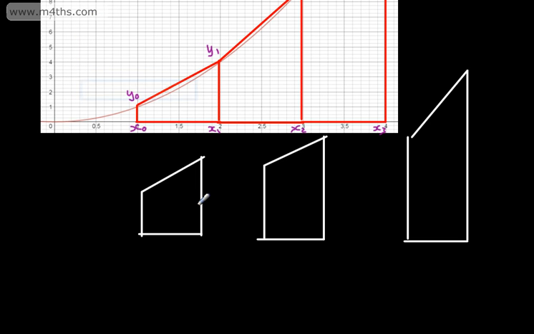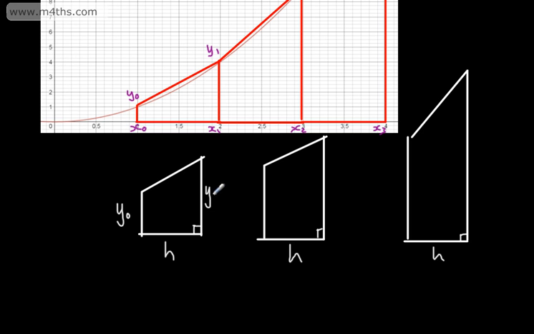What we've got here, this is h, and this is h, and this is h, and that is the right angle just here. This length here is y0. Now, y0 is simply what I get when I substitute x is 0, and if x is 0, that's going to be 1.